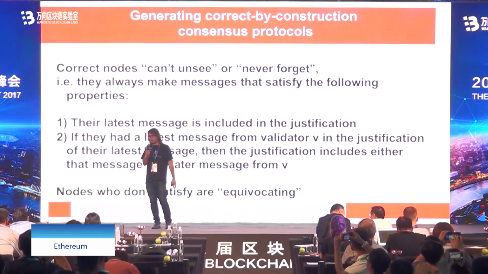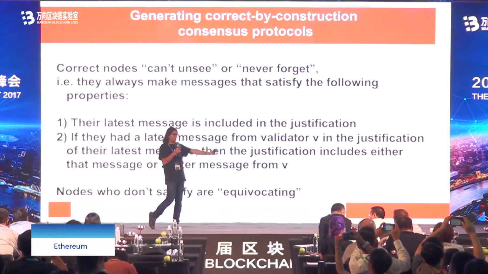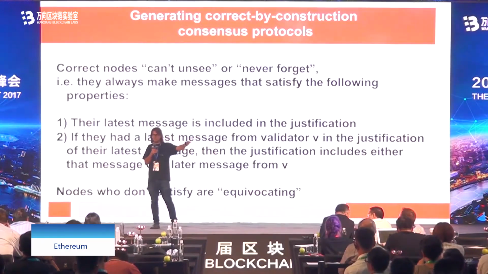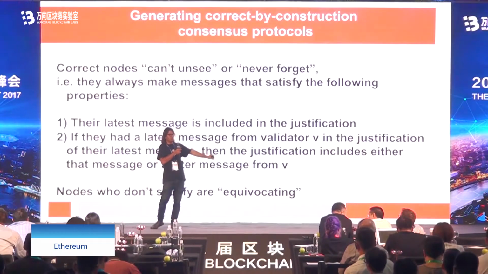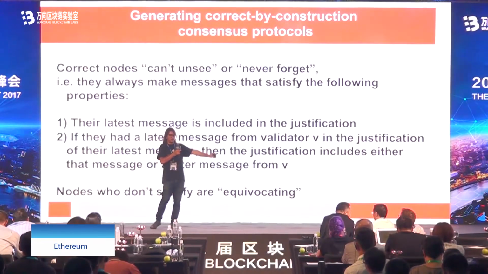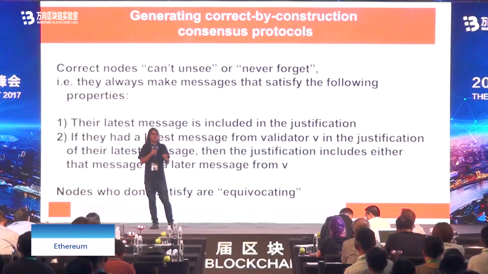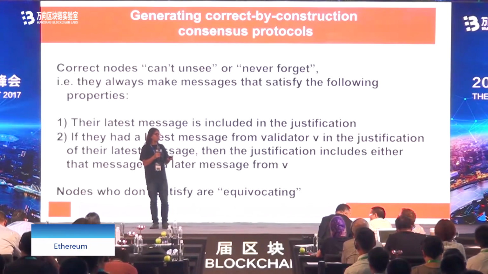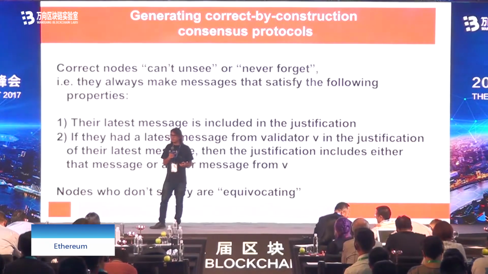Another thing that all these protocols have in common is that all correct nodes are expected to never unsee things. If you made a message and in your justification had a latest bet from a certain validator, a later message that you make has to include that bet or a later one. And also you have to refer to the previous message that you made in your newer messages, never kind of omitting the fact that you previously made a message. And nodes who don't satisfy this are equivocating. They're kind of pretending that more than one history of events have happened. And that's a Byzantine fault and represents a way to attack consensus protocols.